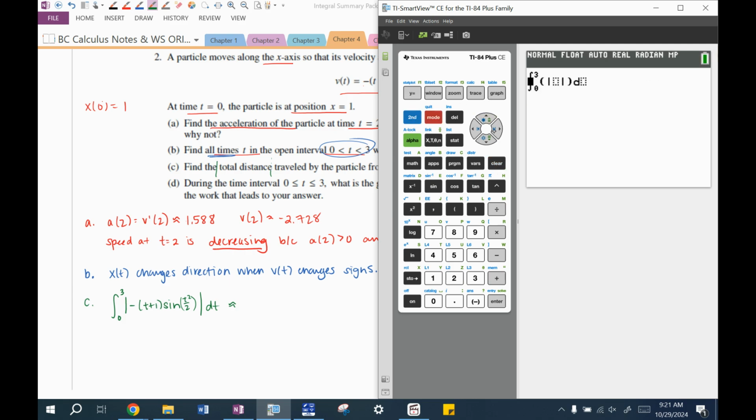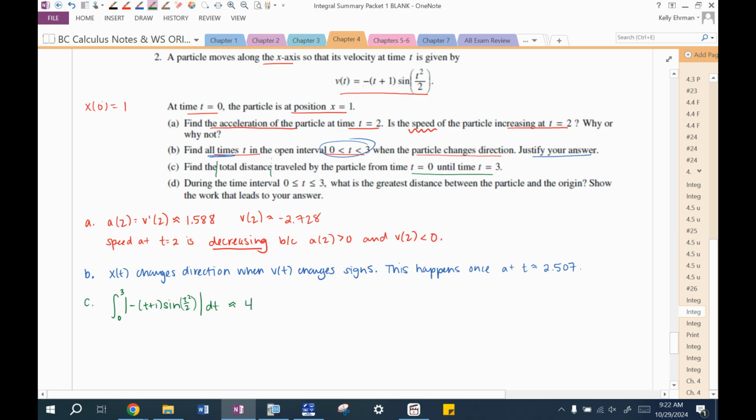Excuse me. Oh my gosh. So absolute value of y1, alpha trace y1, or type the equation out, whatever. You know I'm a fan of y1. I'm not typing and retyping things. So I'm getting 4.334. That's our total distance.